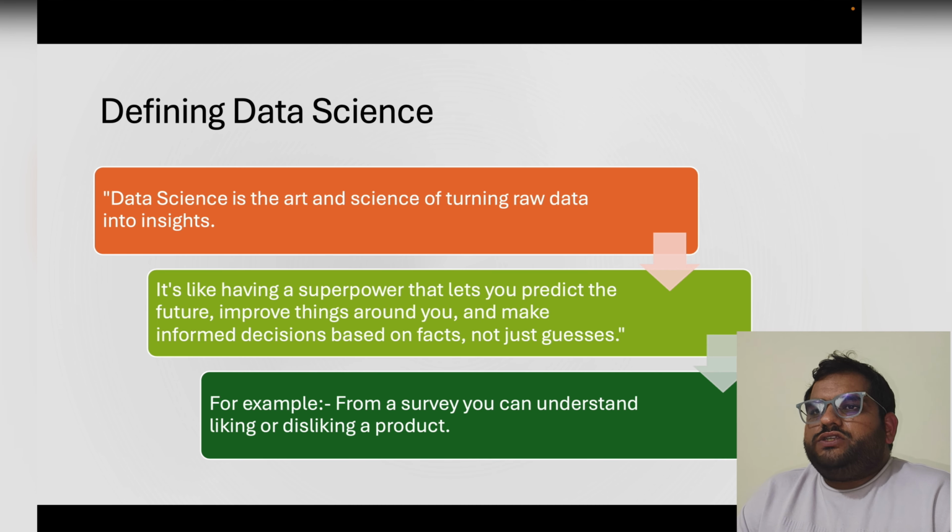Let's shift to the definition of data science when it comes to the more formal side of it. Data science is the art and science of turning raw data into insights. So we have data and we are basically taking things out of it. It's like having a superpower that lets you predict the future, improve things around you, and make informed decisions based on facts, not just guesses.